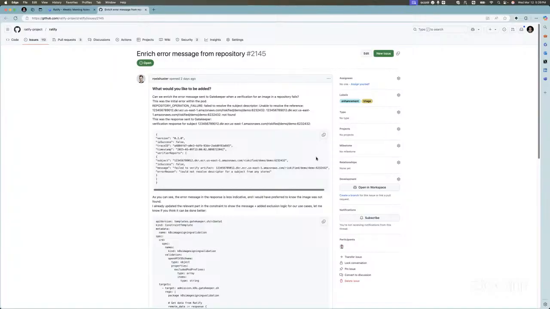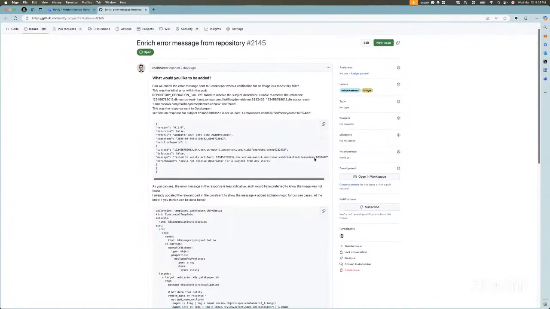But we do have, if you see the message, it's actually a stacked message. You can see from the first paragraph, the capital error message: Repository operation failure, failed to resolve the subject descriptor, unable to resolve the reference. So actually unable to resolve the reference or unable to find the artifacts already indicates that this reference cannot be found, and we cannot mention it is the image because it could be a Helm chart or any other type of artifact. So it could be just that failed to resolve the subject descriptor is a bit confusing.